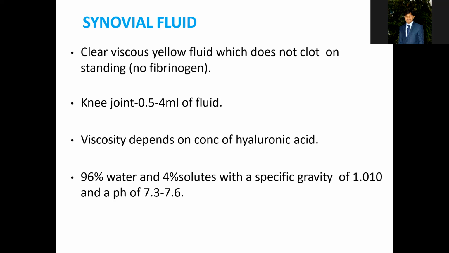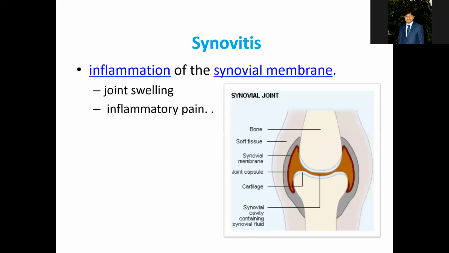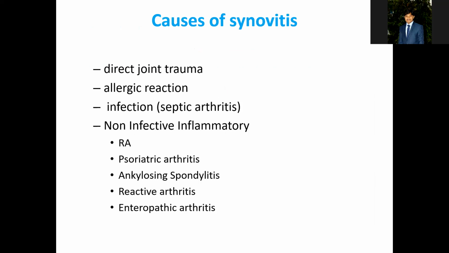Viscosity depends on the concentration of hyaluronic acid. Synovial fluid contains 96% water and 4% solids with a pH of 7.3 to 7.6. Synovitis is the inflammation of the synovial membrane, presenting with joint swelling and inflammatory pain. Causes of synovitis are direct trauma or allergic reactions, exogenous and endogenous surfaces, and infections. Septic arthritis initially presents with synovitis.